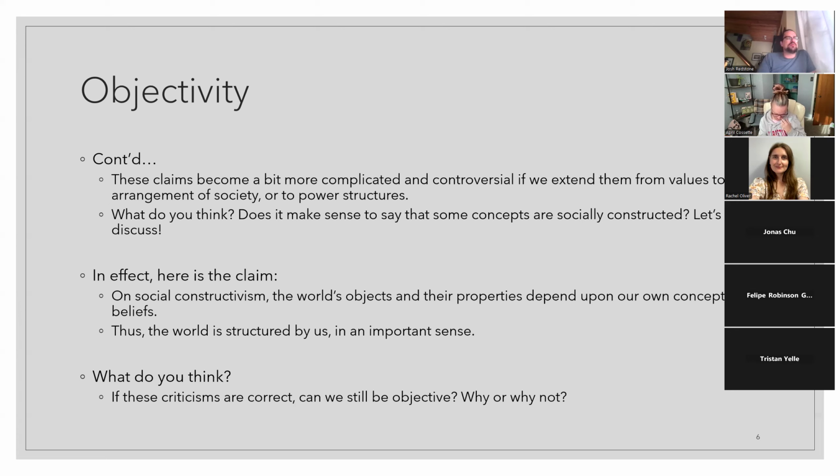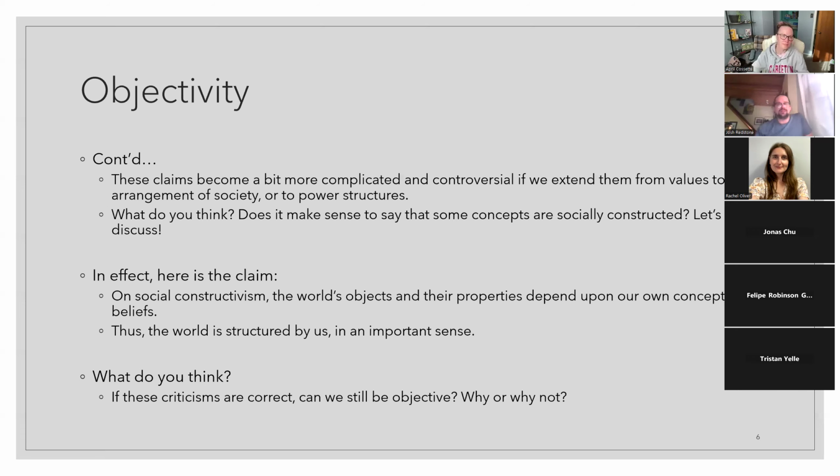And of course, let's remember that there are places in the world where things are still less equal than they are here, for example. So, I don't know, what do we all think? Can we still be objective in a world like this? Think about it. Well, okay, April, go ahead.